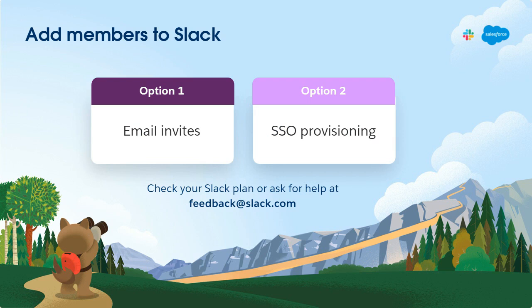So when you're considering adding members to Slack, there's a couple different methodologies that you're going to be able to follow. The first is going to be sending out email invites, or you have the ability to manage member access through your SSO provider. My recommendation would be to check out what your current Slack plan might support here. But if you're not sure, you can reach out to feedback@slack.com, and our team will be happy to assist with helping you out.